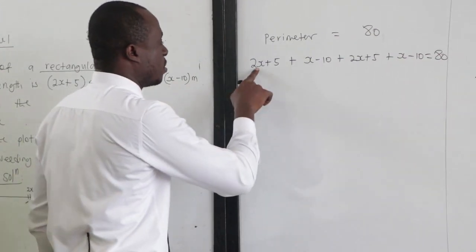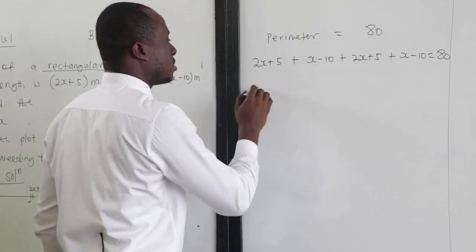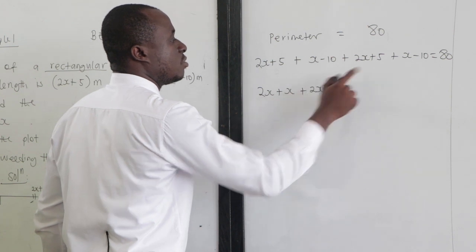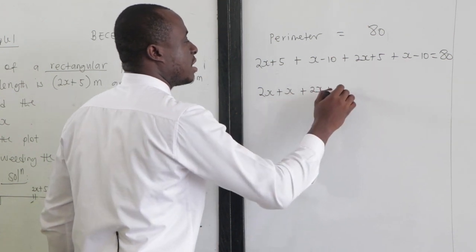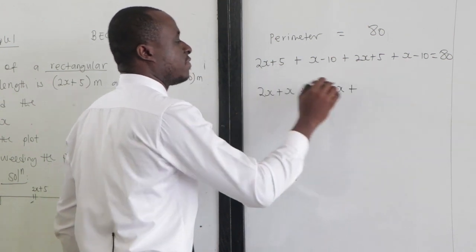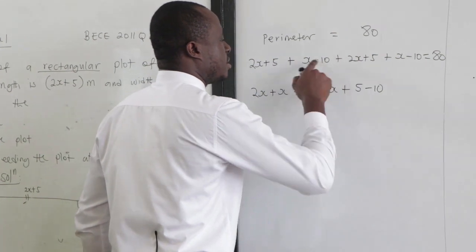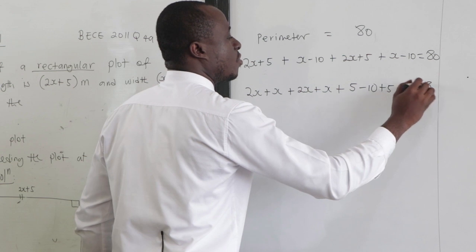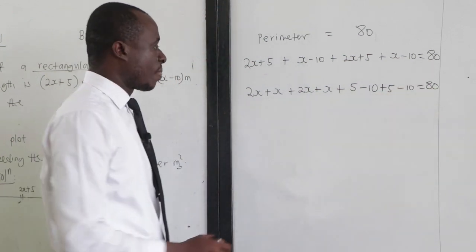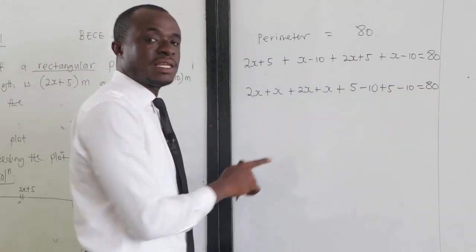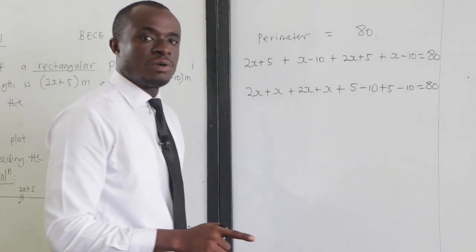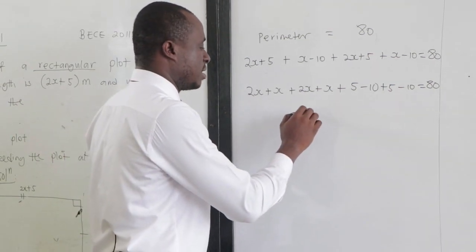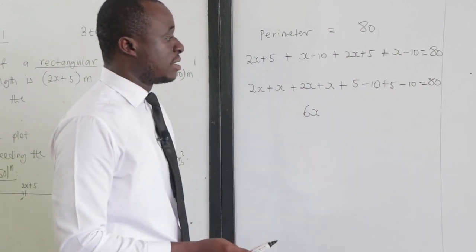Now let's group the terms. We have 2x, x, and then 2x. So you have 2x plus x plus 2x plus another x. Plus 5 minus 10 plus 5 minus 10 equals 80. Now 2x plus x, that is 3x, plus 2x, that is 5x, plus x, that is 6x. So we have 6x. Now let's see carefully.